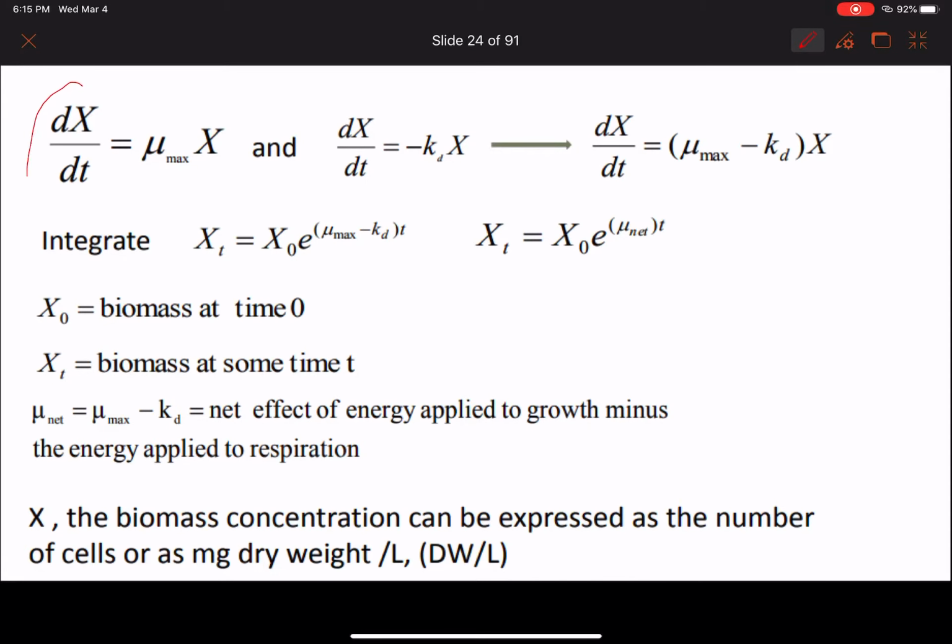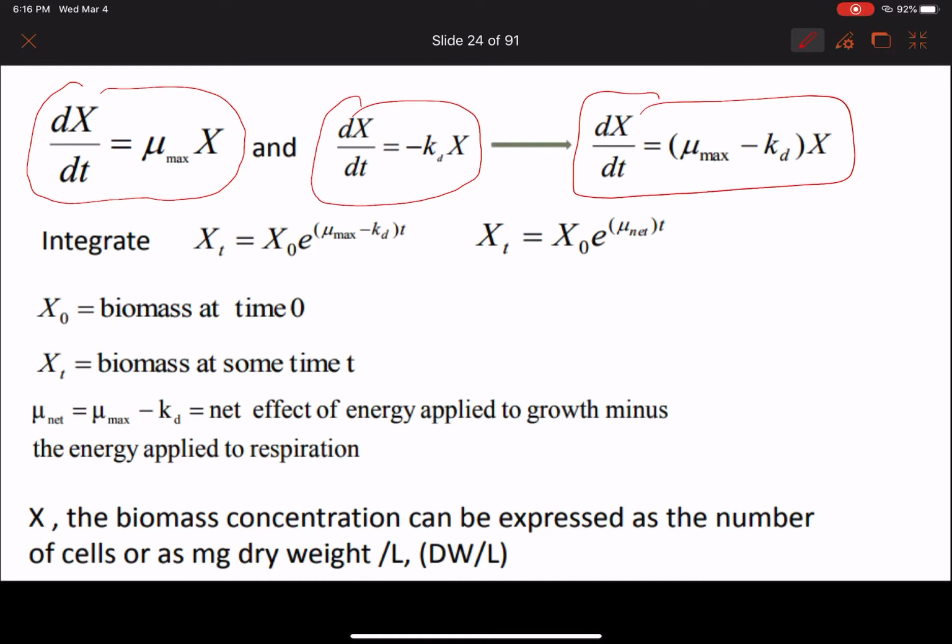So we have this equation, dx over dt is equal to mu max times x, and we have this equation, dx over dt is equal to minus kd times x. Now we sum them together. So it will be like this, dx over dt equals mu max minus kd times x. Go back to calculus. Now we have to do integration. If you integrate this, you will get the equation like this: xt, biomass at any time t, equals biomass at time 0, originally, times e to the power of maximum growth rate, mu max, minus kd, endogenous rate, times t, okay?